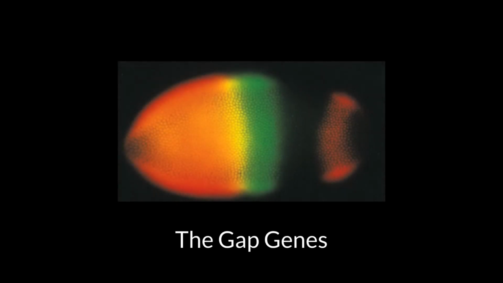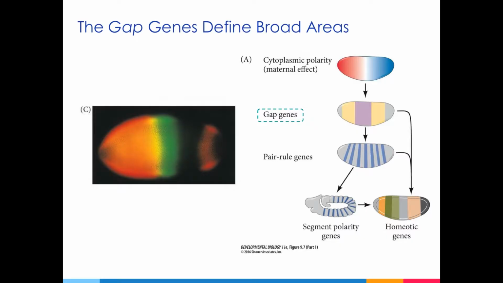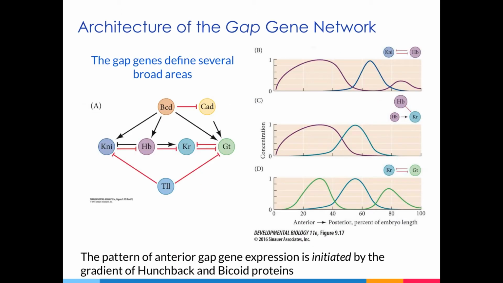The first segmentation genes to be expressed in the Drosophila embryo, and the first zygotic genes in fact, are the gap genes. As you can see, the expression of these genes, which are all transcription factors, appears as a pattern of broad overlapping stripes. There are four major gap genes, which include the gene hunchback, which is also a maternal effect gene, as well as the genes Krüppel, giant, and knirps.